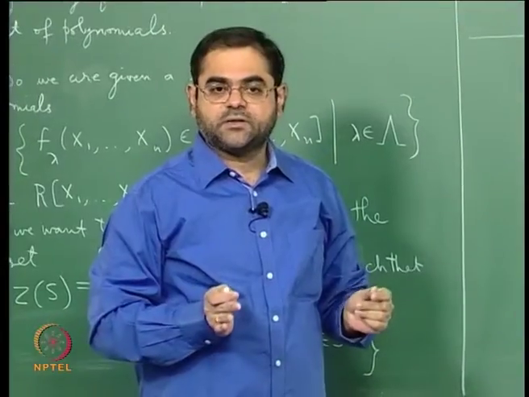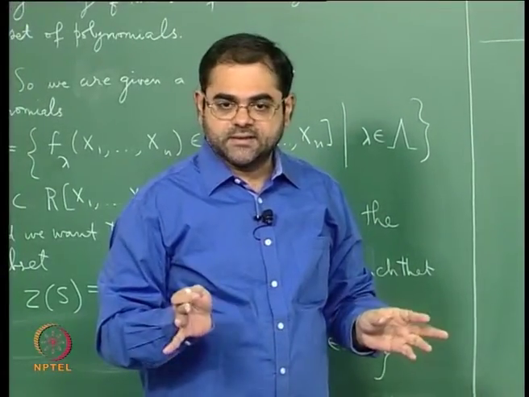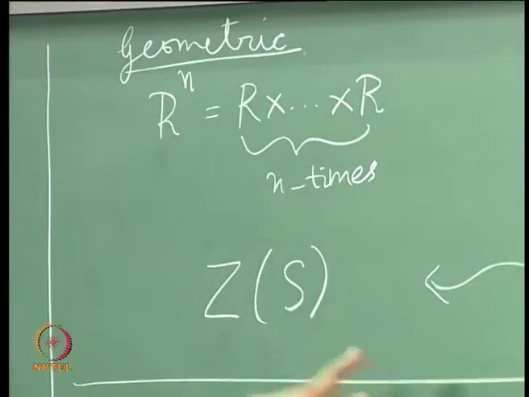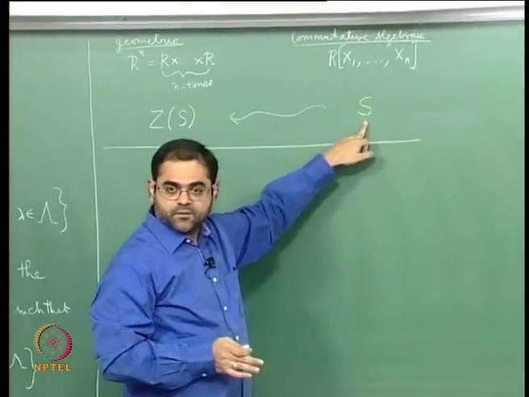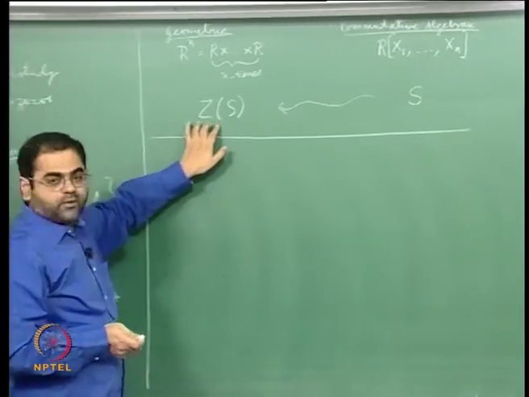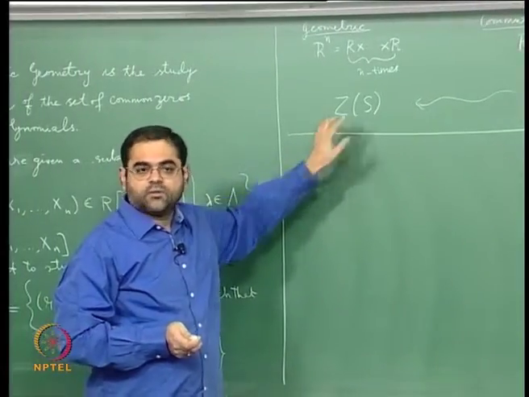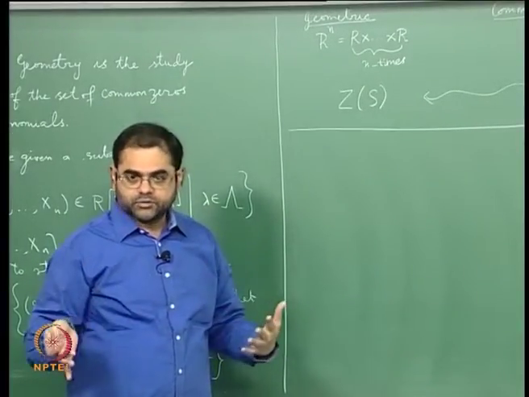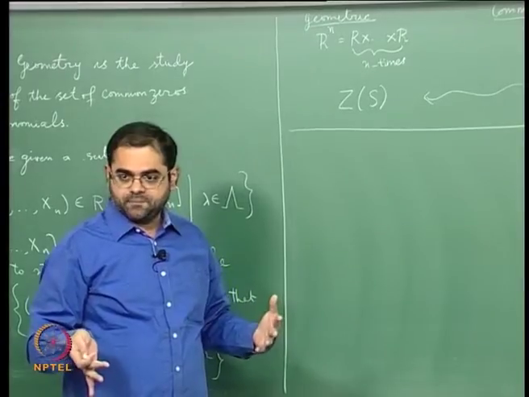If you restrict to rings which are algebraically closed fields, then this set is never empty for a decent collection of polynomials. I will explain what decent means later, and you can do geometry. So that is called variety theory, and that is what is usually done in a first course in algebraic geometry.